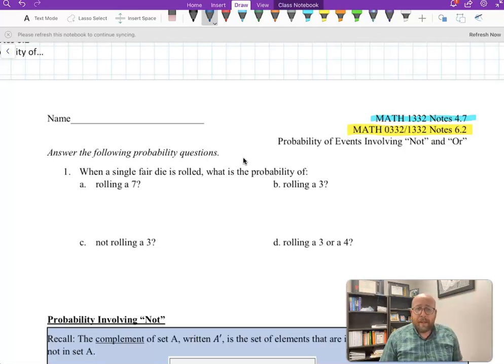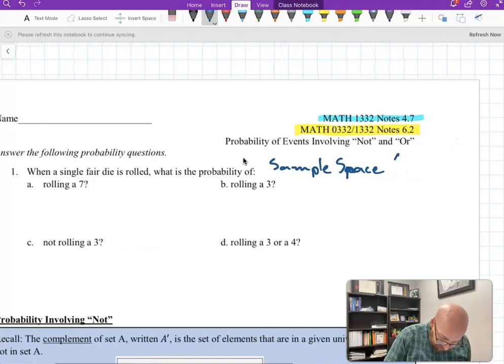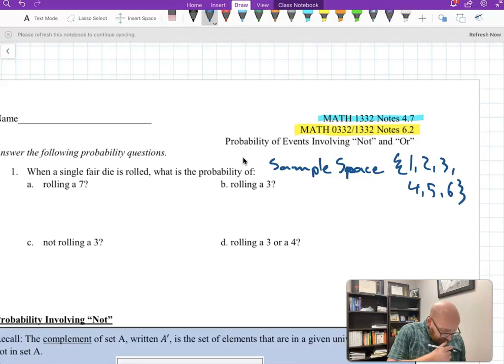Problem 1. Answer the following questions. When a single fair dice is rolled, what is the probability of? So our sample space, this is the list of outcomes, is 1, 2, 3, 4, 5, 6. What is the probability of rolling a 7? Well, 7 is not in our sample space, so the probability is 0.